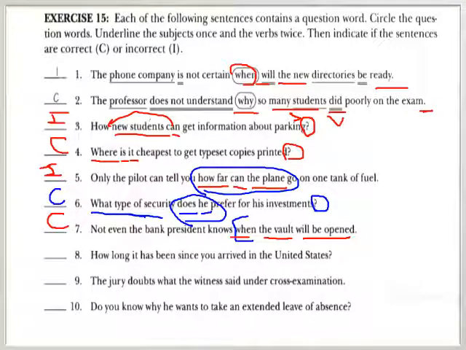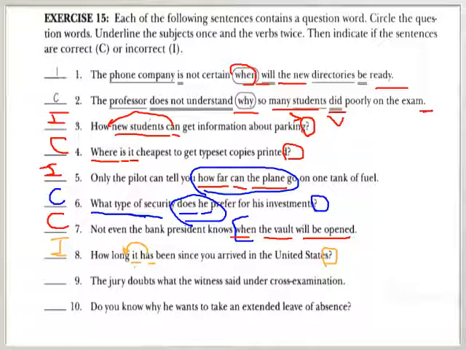Fine. Number 8. How long it has been since you arrived in the United States? Fine. This is a question. Okay, so there should be inversion. Fine, let's see. How long? It has been. So it, the subject, has been the verb, so it is not inverted. That's why the sentence is incorrect. It should be, how long has it been? Okay, has should come before it. How long has it been since you arrived in the United States?